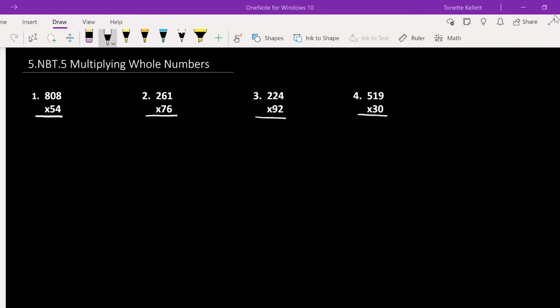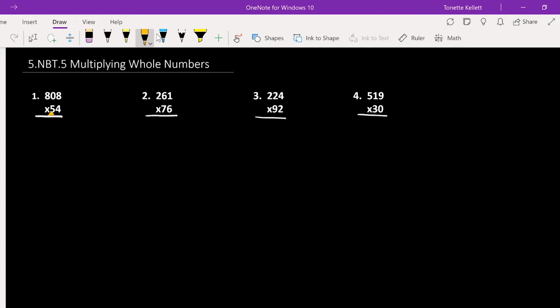When you're multiplying 3 digits by 2 digits, the first thing you need to do is just ignore the digit in the tens place in your divisor. So right here, this 5 that I'm pointing at, we're going to ignore that 5. In fact, sometimes I cover it up with my finger or my hand so that I can ignore it.